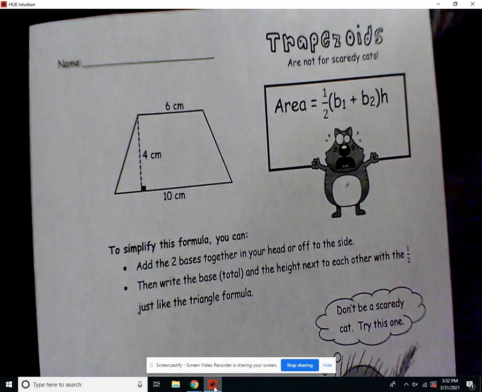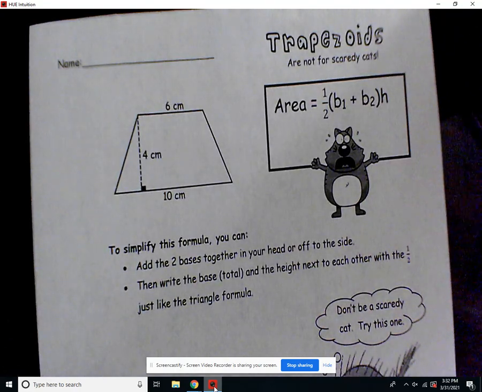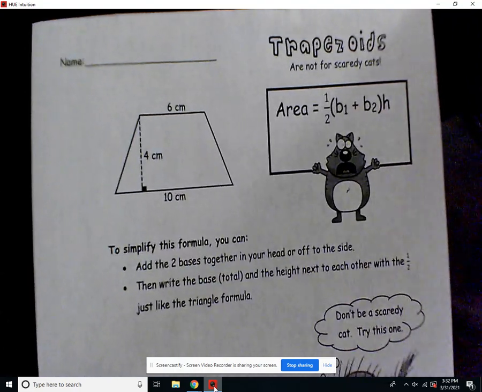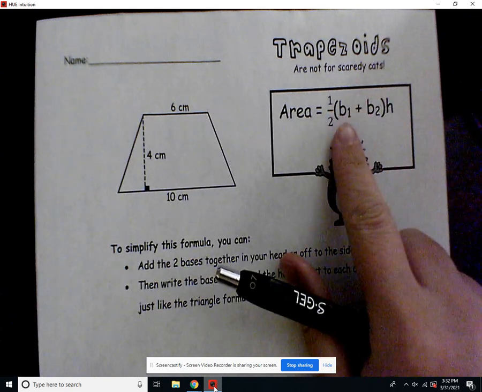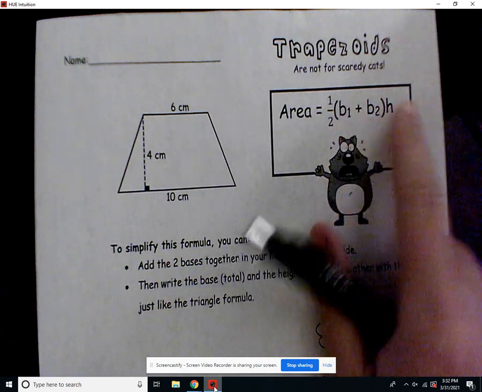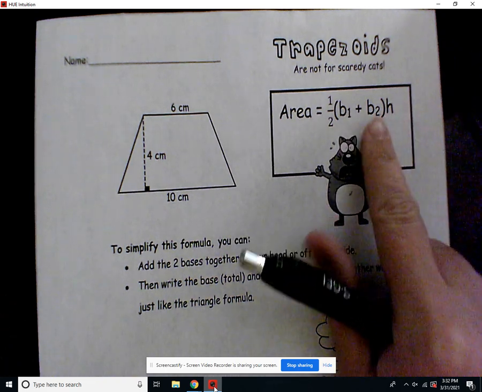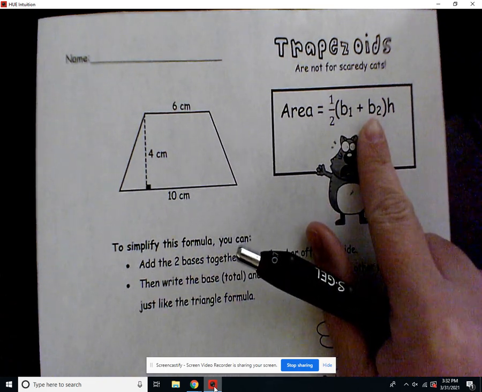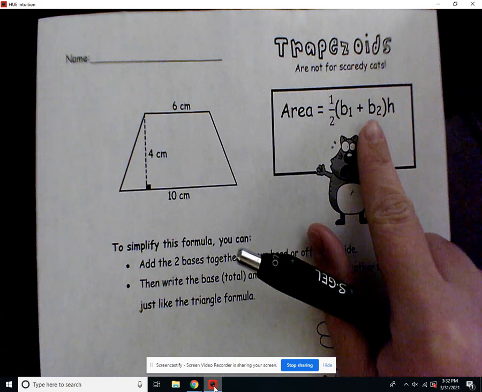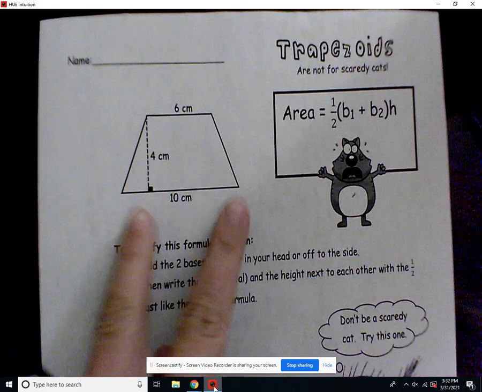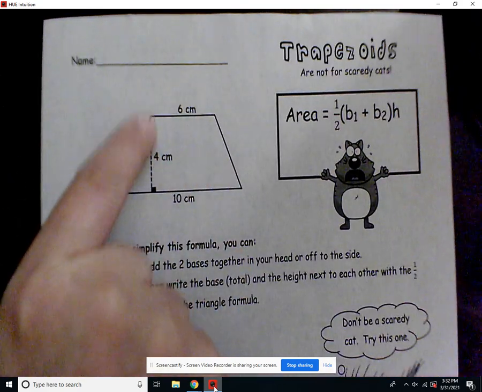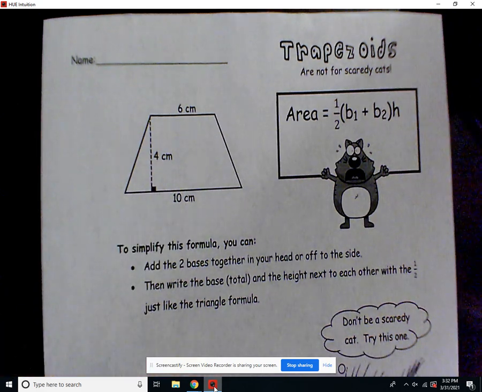All right, for today's lesson, we're going to look at area of trapezoids. So we have our formula over here, 1/2 (B1 + B2) H. Your B's are your bases, and then H is height. So we're going to have more than one base. Your bases are going to be your two parallel sides that most of the time will be your top and bottom. Remember, your height will be that dotted line on the inside. It may be a solid line as well.